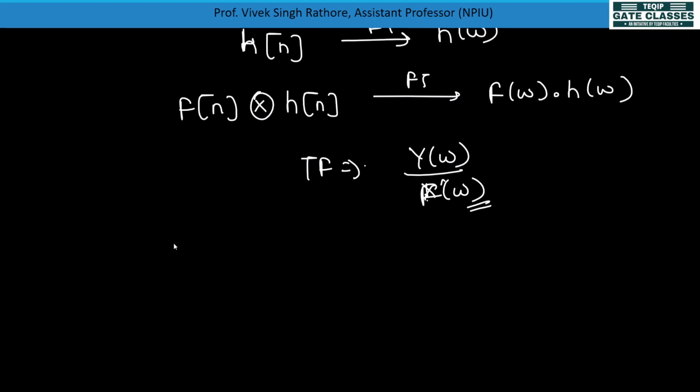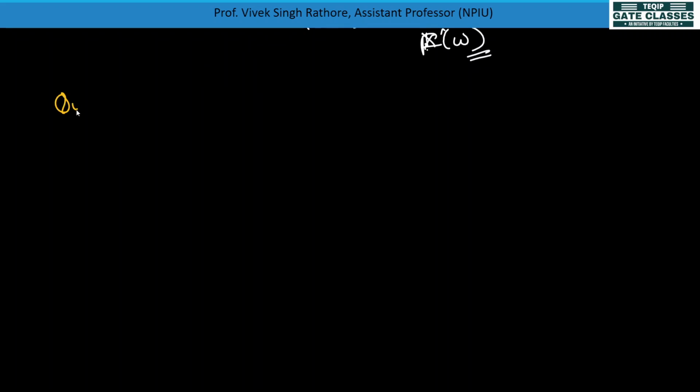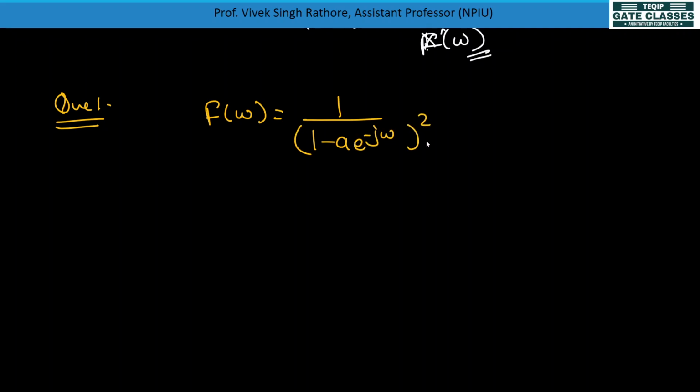I will ask you one question and we'll understand this property also. You have been given F of omega, let's suppose 1 by (1 minus a e to the power minus j omega) whole square. This is given in the question. Now you have to find the DTFT. You need to find f of n, the n values.